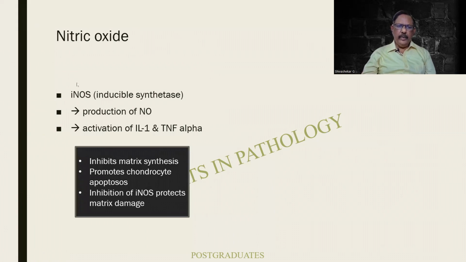Nitric oxide is another one. It has been mentioned over here. There will be increased production of nitric oxide, which again can lead to the activation of interleukin 1 and tumor necrosis factor alpha. So these are the functions of it. So it actually protects against damage of the matrix.